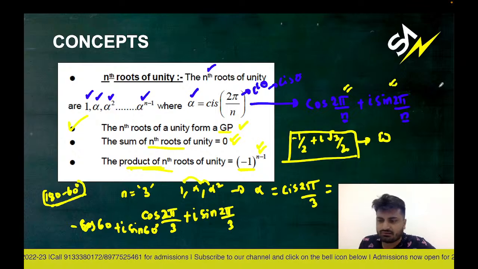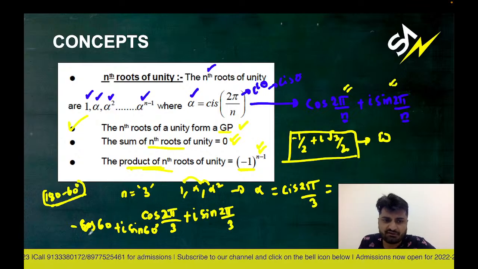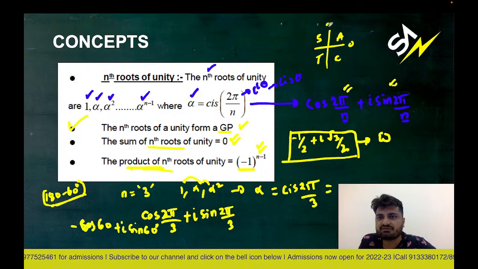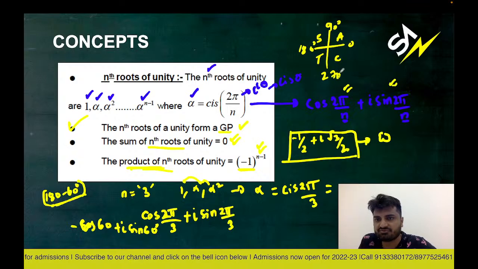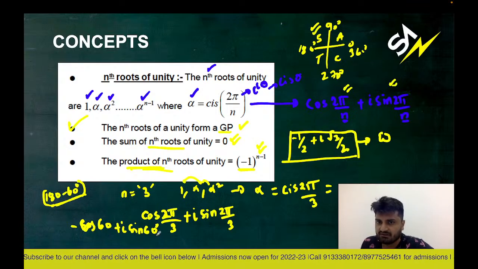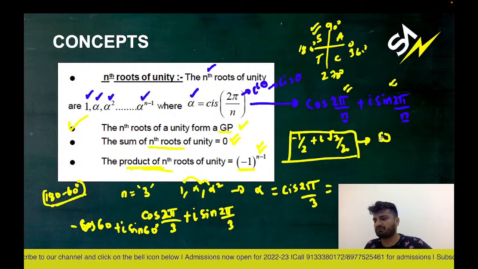120 degrees. Cos 120 is minus cos 60, because 180 minus 60. If you know the quadrants, all, silver, tea, cups, 0, 90, 180, 270 and 360. Between 90 and 180 only sine is positive, so we will get a negative cos value. So minus 1 by 2 plus i root 3 by 2, that is the value of omega.